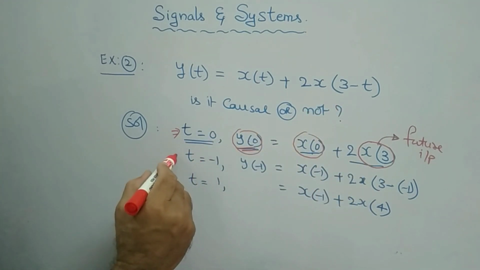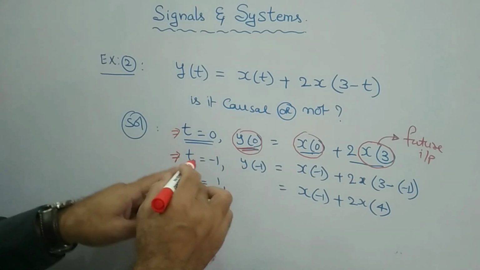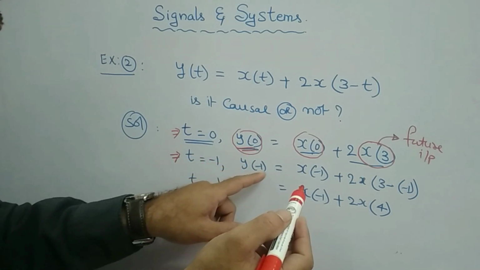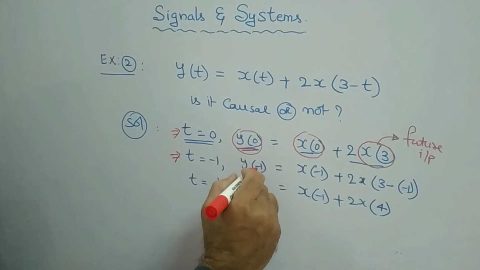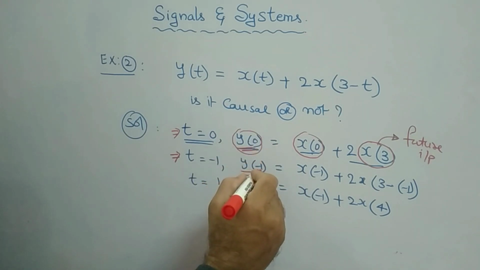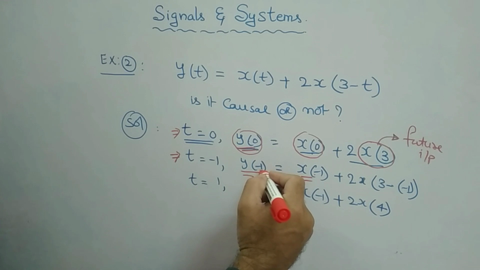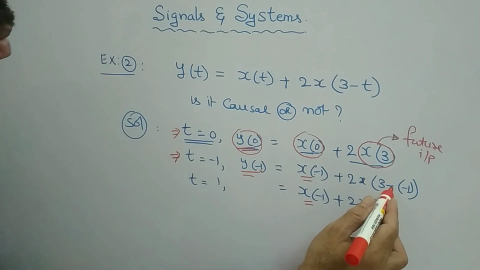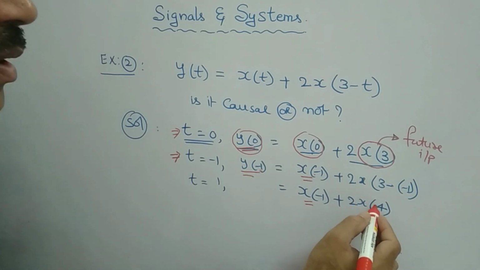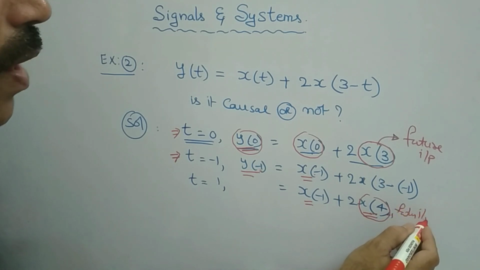Now, coming to the second condition, at t equal to minus 1, which means past input. Therefore, for t equal to minus 1, y of minus 1 is equal to x of minus 1. So y of minus 1 is the present output at t equal to minus 1, and x of minus 1 is exactly the input at t equal to minus 1. But here it is x of minus 1 and then x of 4. If you simplify here, it is giving x of 4. Again, what is this x of 4? It is the future input.